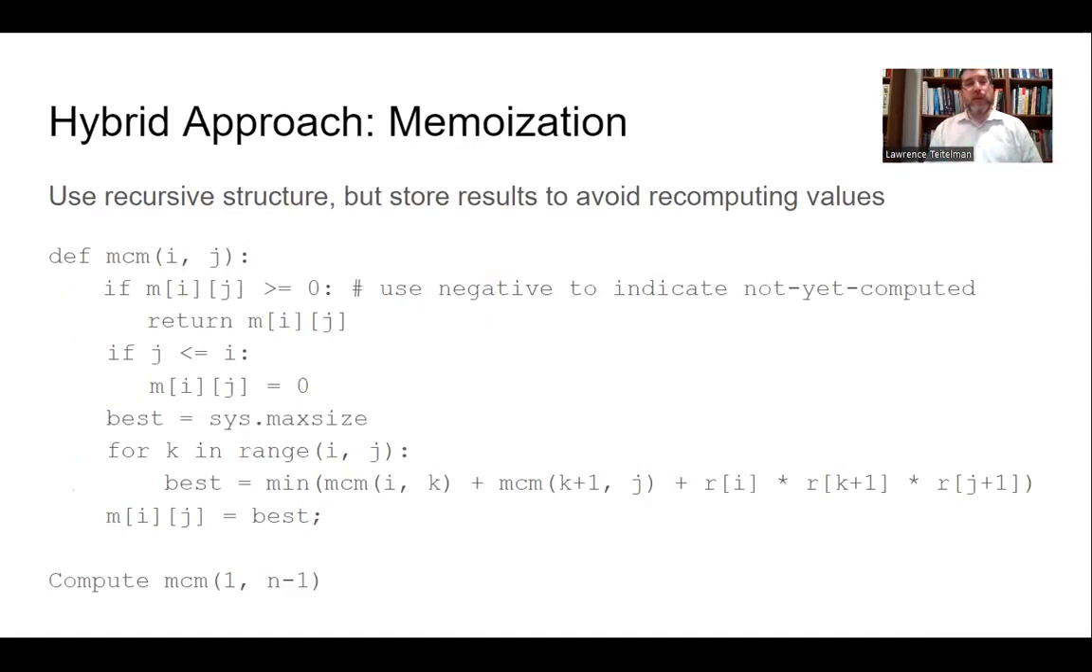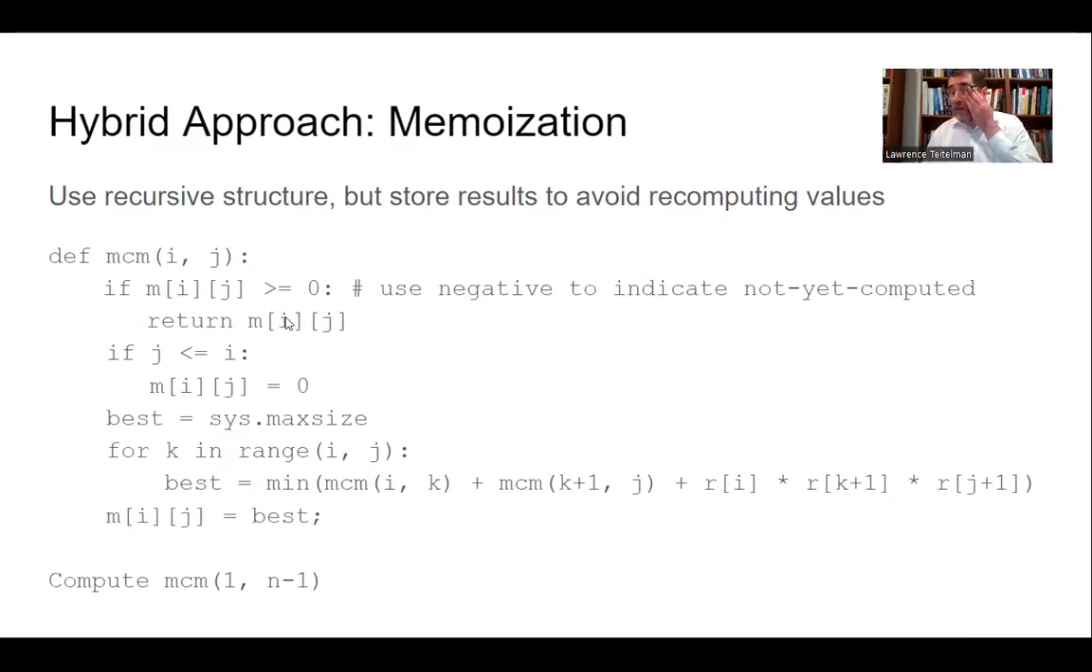Okay, there is a third approach. The third approach is a hybrid approach. It's called memoization. Memoization says we're going to use recursion because we like recursion, but we're going to store anything that we've done before. So when I call MCM of i, k, it's going to call this, and I say if I already have the number, so let's say I use -1 to initialize the array, if it's greater than or equal to 0, then just return it.